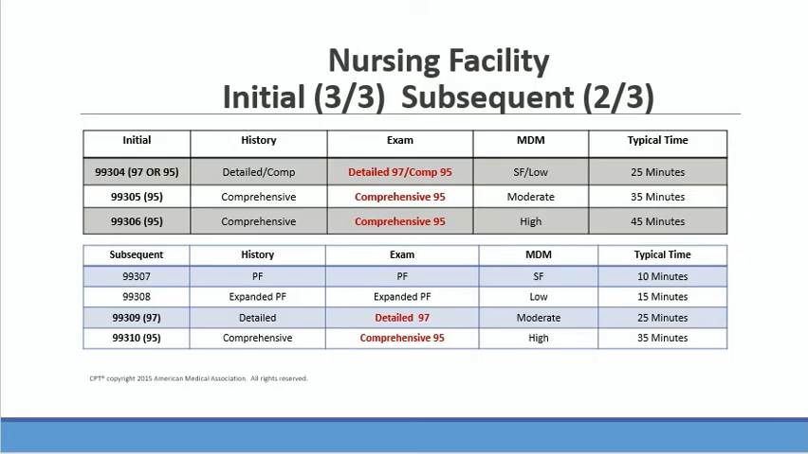In a nursing facility, we would be able to reach 99304 for an initial care visit and 99309 for a subsequent visit under the 97 guidelines. Under the 1995 guidelines, we would have enough exam findings to support any of the initial care visits, 99304 through 99306, and we would meet 99310 for a subsequent visit.